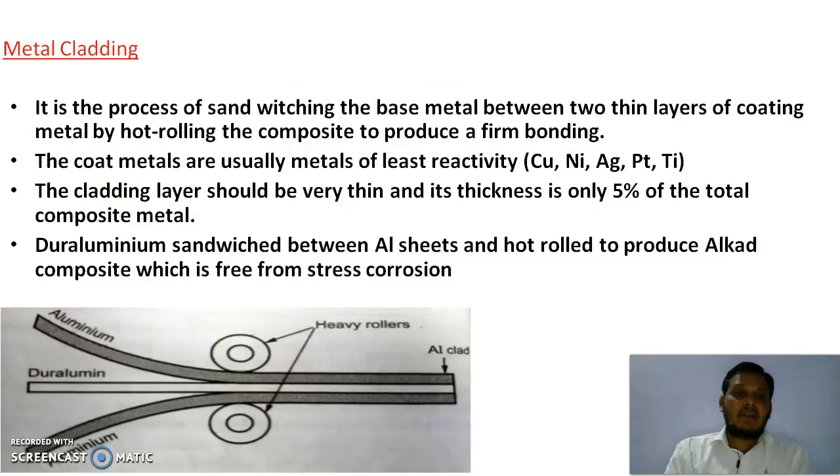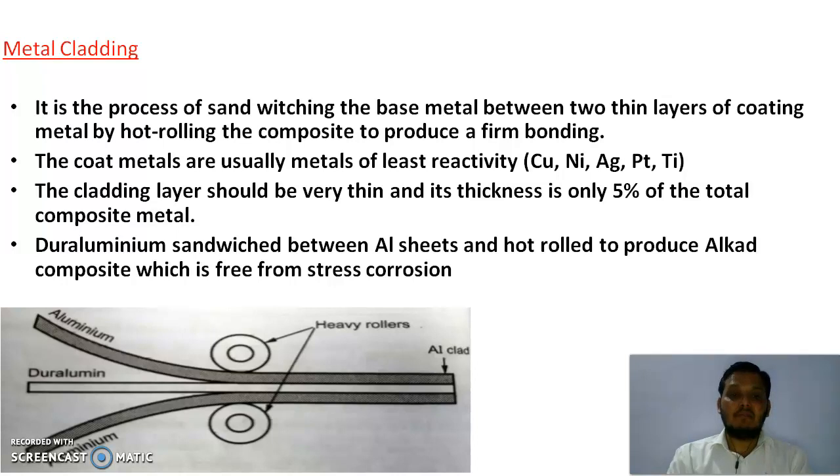Metallic cladding means what? It is a process of sandwiching the base metal between two thin layers of coating metal by hot rolling the composite to produce a firm bonding or a firm coating. It is called as what?